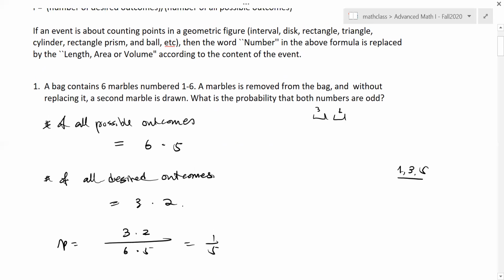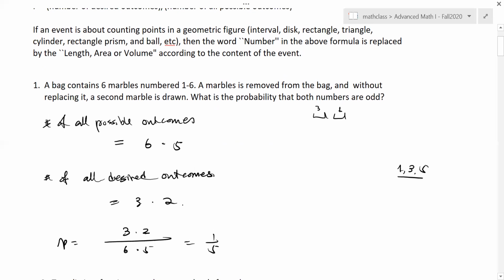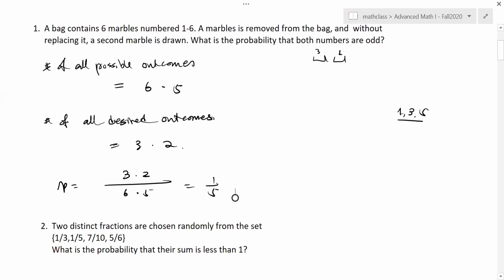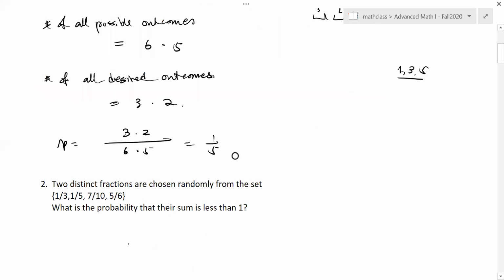This is a typical example, a problem we did in my basic math class, in the last 2 chapters about probabilities. Of course, we're going to study a little bit more complicated problems.